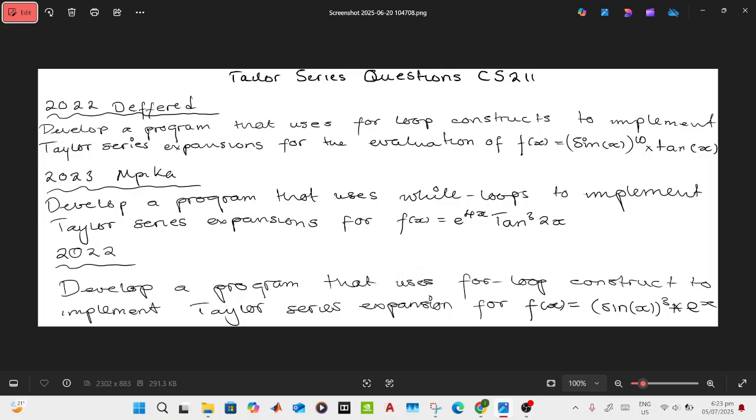the one question from the deferred test 2022, and it says develop a program that uses for loop constructs to implement the Taylor series expansion for the evaluation of f of x is equal to sine x to the power 10 and times tan x. So without wasting any time, let's just go straight into solving this question.